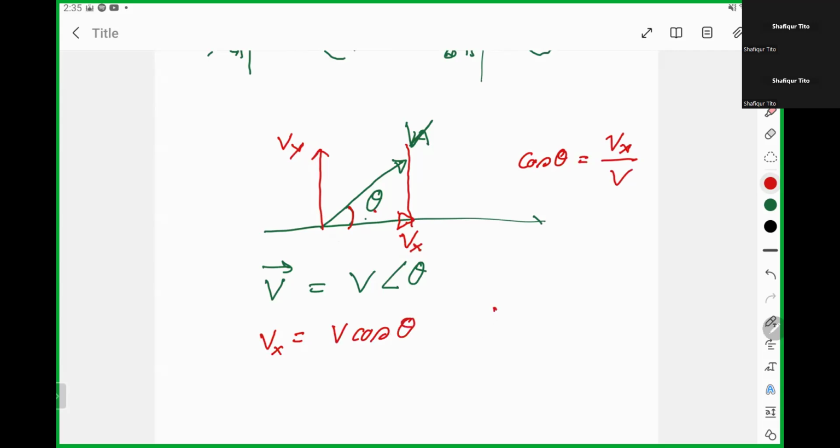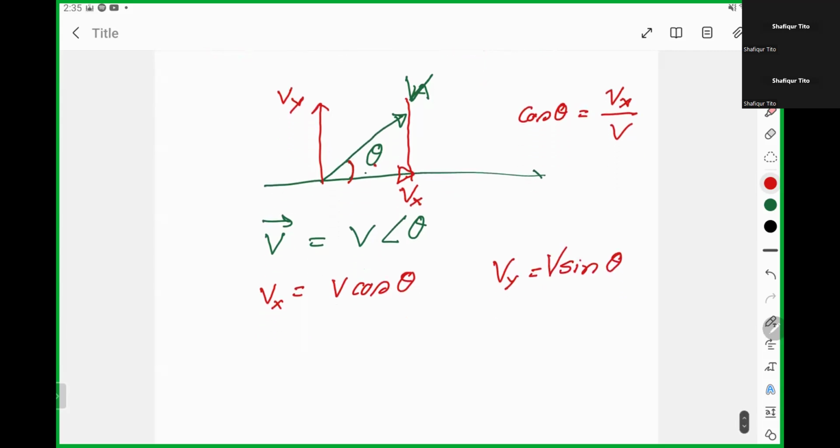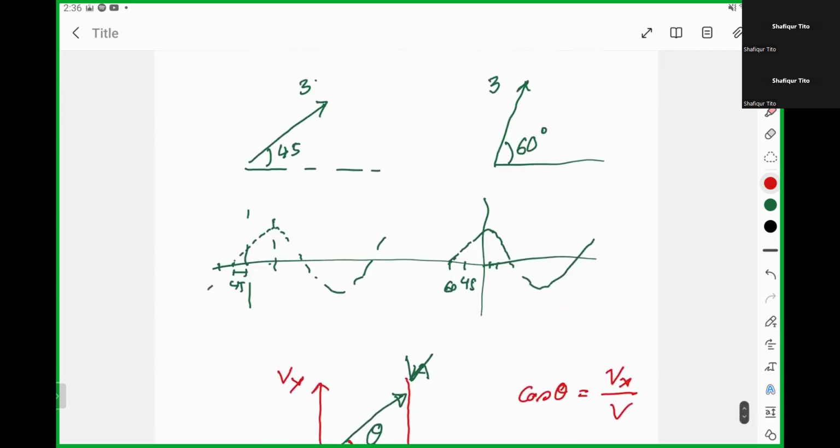Similarly, Vy I can write is equal to V sine theta. Okay? So that means I can represent this one as one quantity in the horizontal direction and another quantity in the vertical direction. And this is called the rectangular form because I have made two components of the vector. Now, what is the benefit?